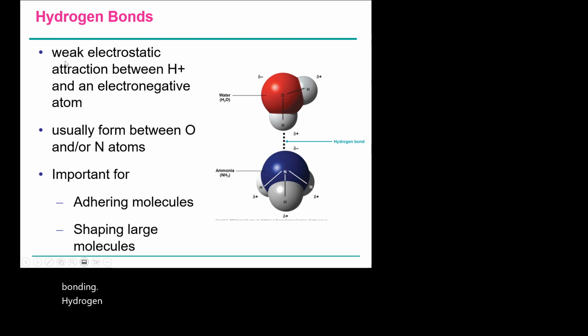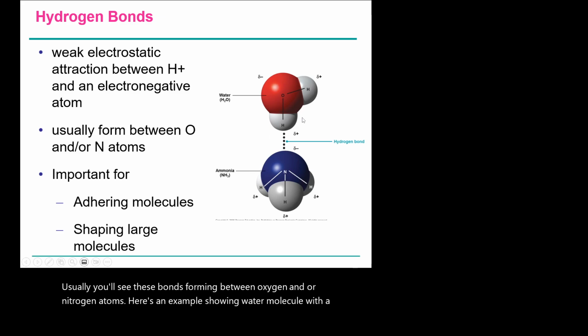Hydrogen bonds are the weakest type of bonds that we will discuss. It's actually more of an electrostatic attraction between two molecules that have slight positive and slight negative charges because they're polar. Usually you'll see these bonds forming between oxygen and or nitrogen atoms. Here's an example showing a water molecule with ammonia, where the hydrogen side of the water is attracted to the nitrogen side of the ammonia, where you see the slight positive linking up with the slight negative. That's a hydrogen bond.